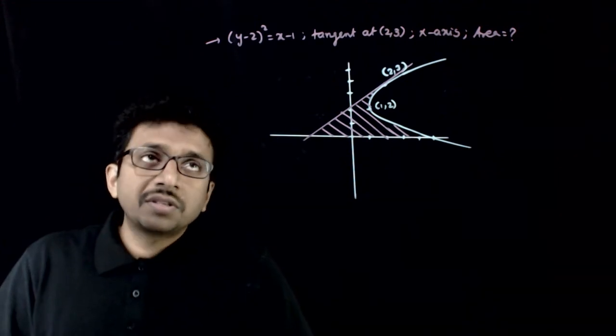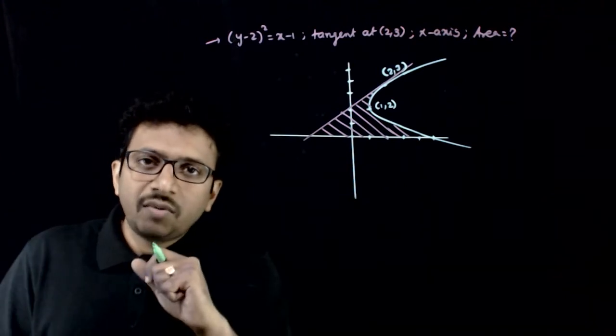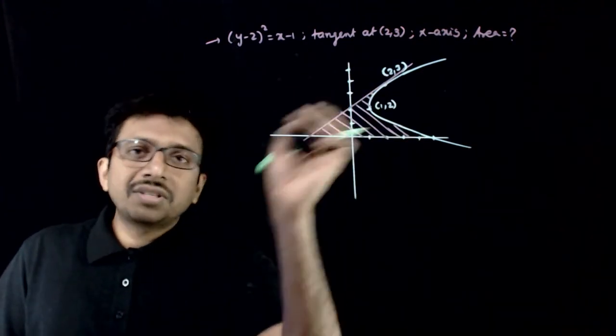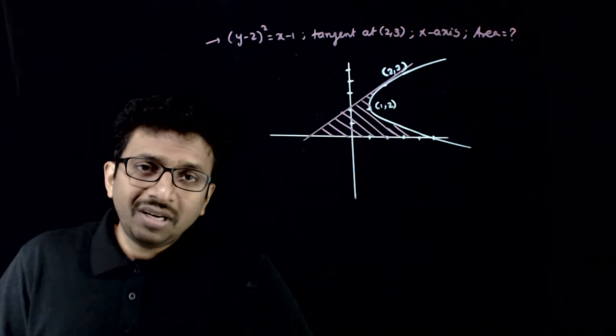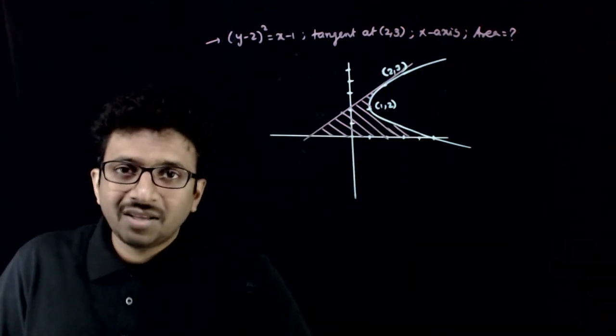So welcome students. In this question you're given three curves. First is (y − 2)² = x − 1. The tangent to this curve at the point (2, 3), and the x-axis. So you're asked to find the area bounded by these three curves.